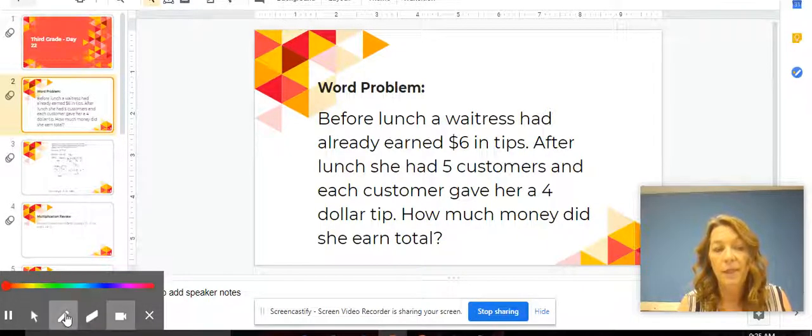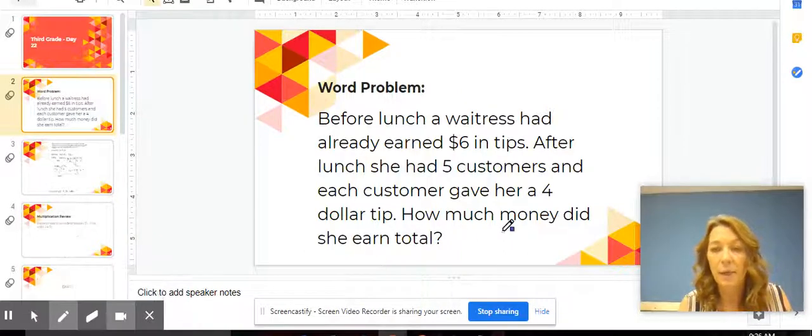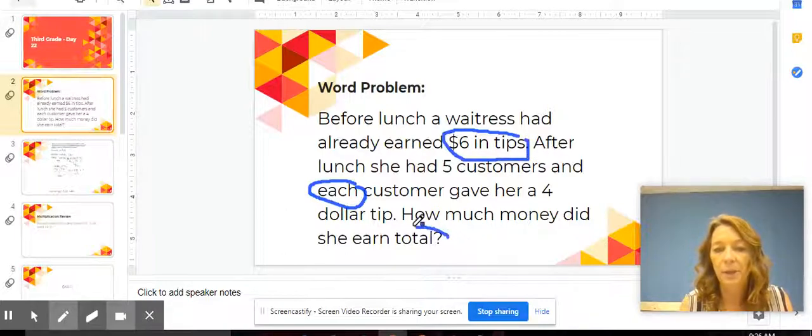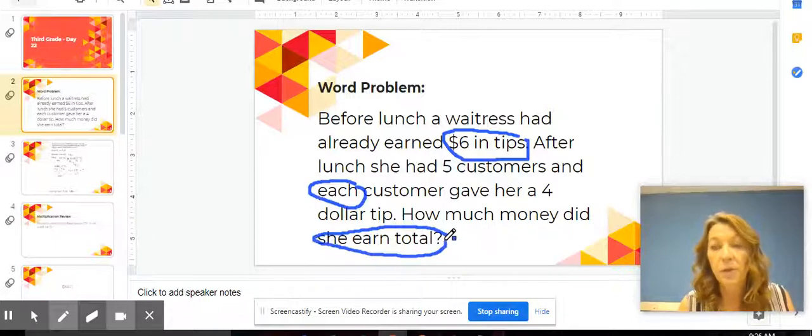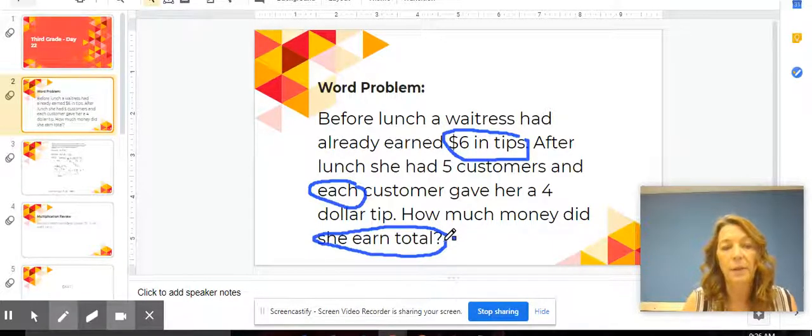Well, when we're looking at that, we're really trying to see some words. Some words that we're looking at is "each customer." That is a really important word right there. But she had already earned $6 in tips. And then they want to know how much did she earn in total. So I want you to go ahead and pause the video right here, and I want you to try on your own. What are we trying to do here?